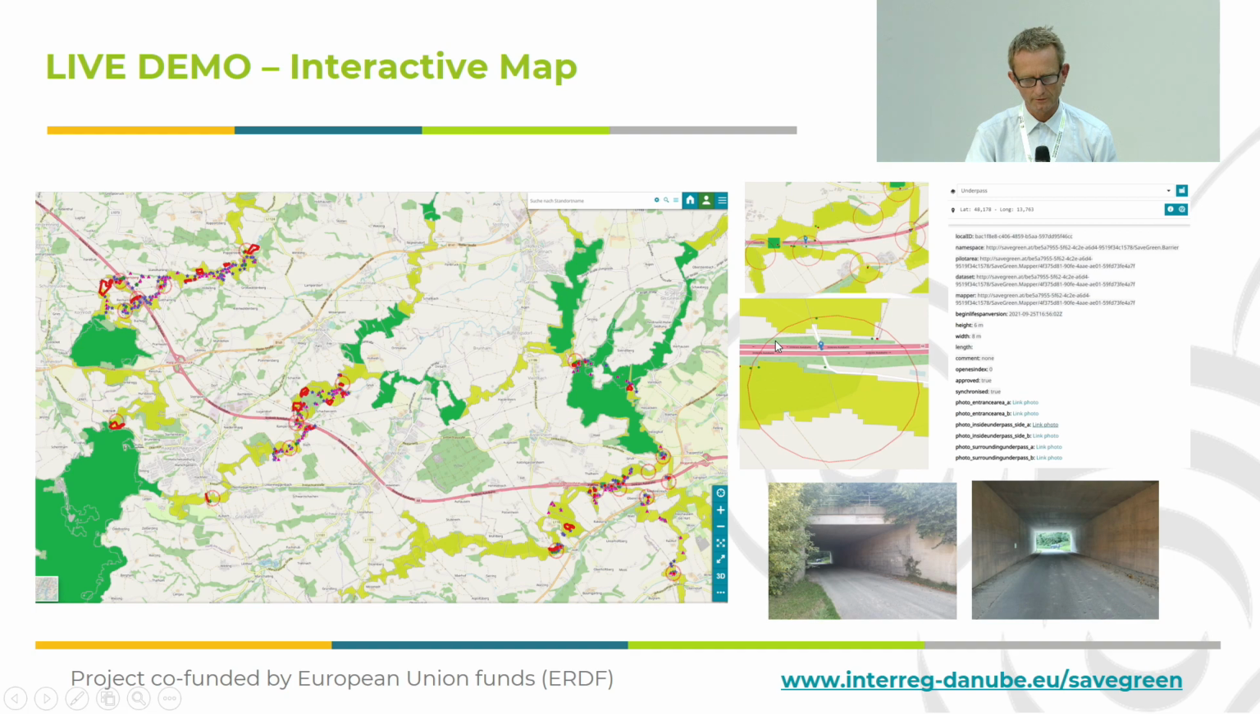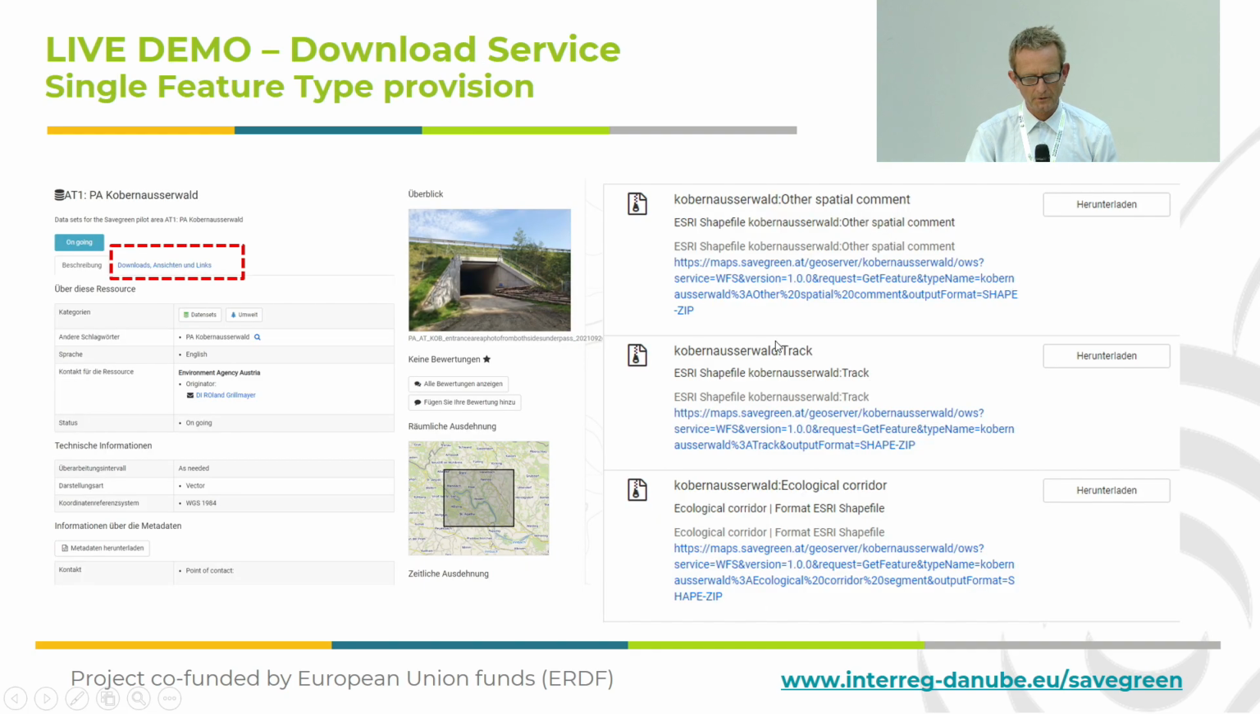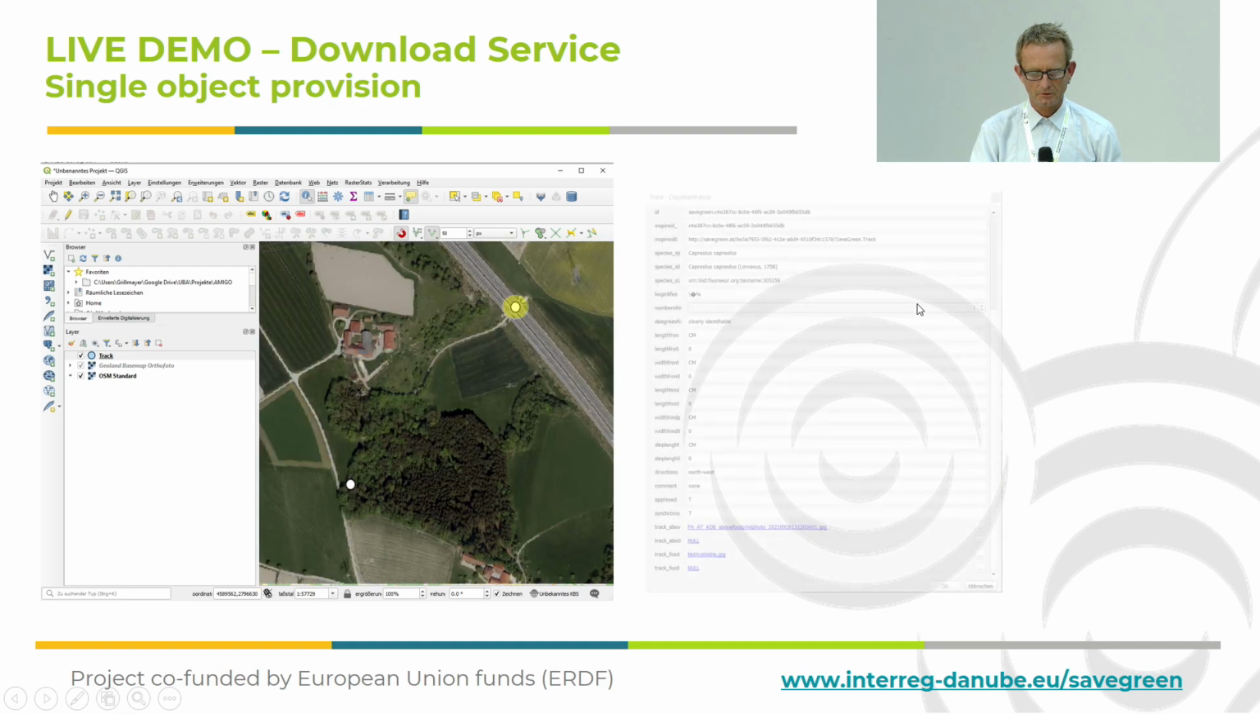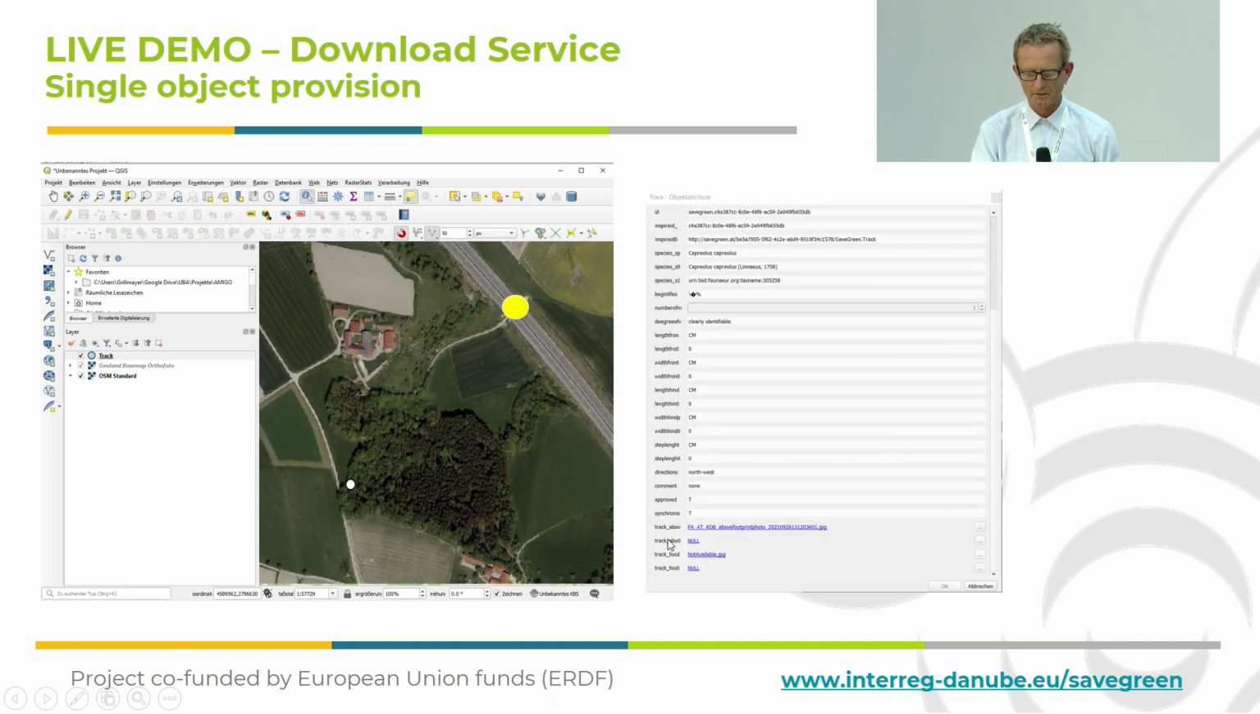And for people who are only interested in some feature types, for example, if you need the tracks from Kobernauserwald or the traps from the other pilot area, we also provide a very common format, the Esri shapefile, only for the tracks of a pilot area. So you do not have to download all the feature types; you have access only to the tracks, or only to the barriers, or only to the over- and underpasses. You can download this and have this representation, and you also have the links to the different photos which are available for the object.